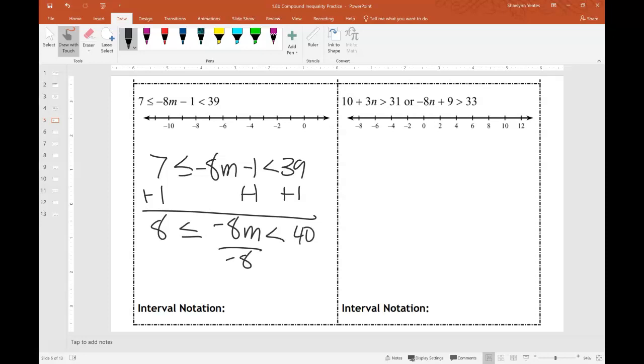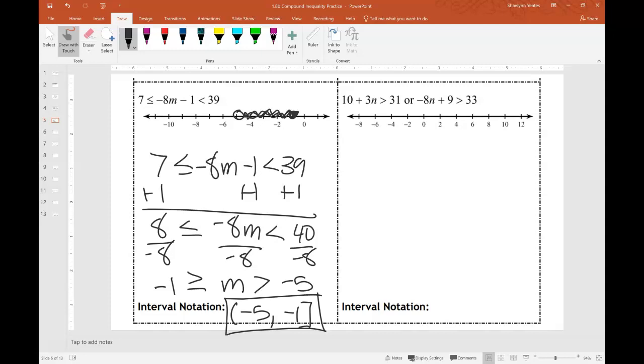Now we're dividing each side by negative 8. That's going to be tricky because we have to switch our inequality signs because we just divided by a negative. So here we get negative 1 is greater than or equal to m is greater than negative 5. And negative 1 is in fact greater than negative 5, so that sounds quite fabulous. So we're going to have an open circle on negative 5, a closed circle on negative 1. We're going to connect them in between. So this is parenthesis, negative 5, comma, negative 1, bracket.